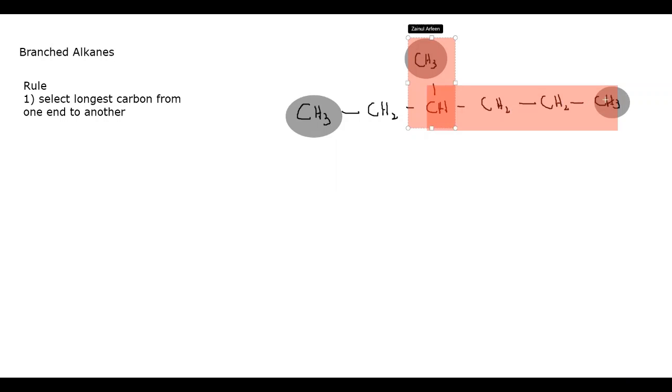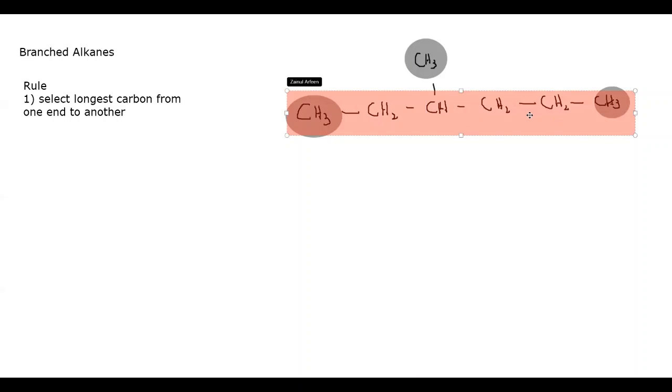If I was selecting from left hand side like the previous one, how many carbons were there? 4. Okay. If I select from right hand side to top, how many are there? 5. But if I select from left to right or right to left, how many are there? 6. 1, 2, 3, 4, 5, 6. So which chain I should select? I should select the longest chain. So the longest chain is having 6 carbon. Is it clear? The first point, select the longest carbon chain from one end to another.